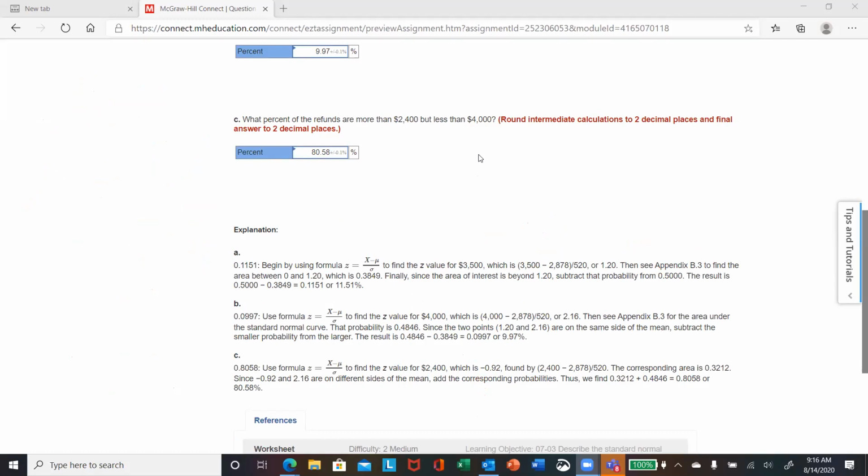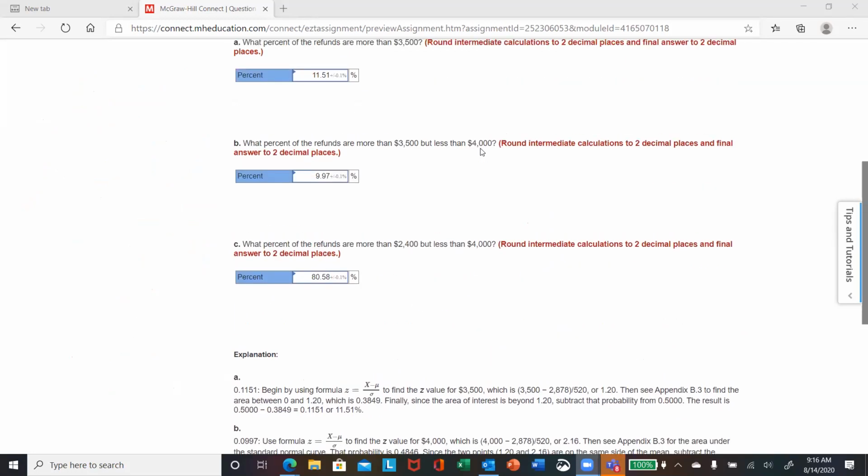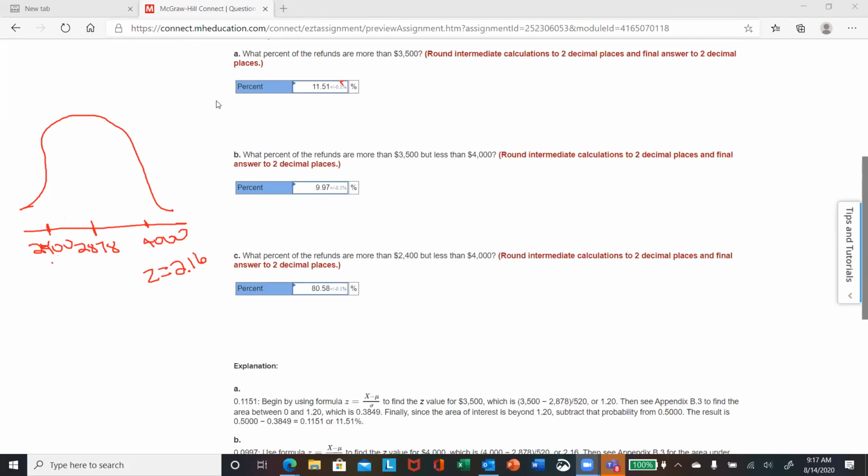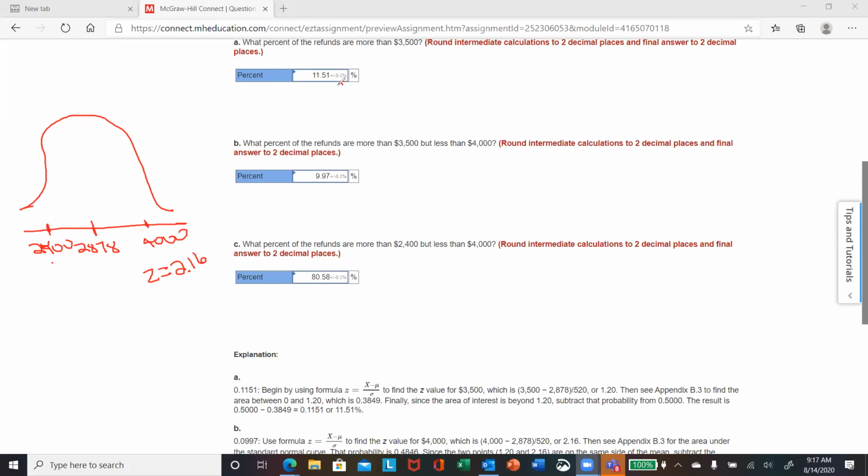And then part C, it looks like they want us to look between a negative and a positive z-value. But again, I like to draw the picture for you just to help you get that visual. So we know our mean is 2878, and it says more than 2,400. So there's your 2,400, and again, less than 4,000. We already know our z-value for 4,000 is 2.16. Then you got to get the z-value for 2,400.